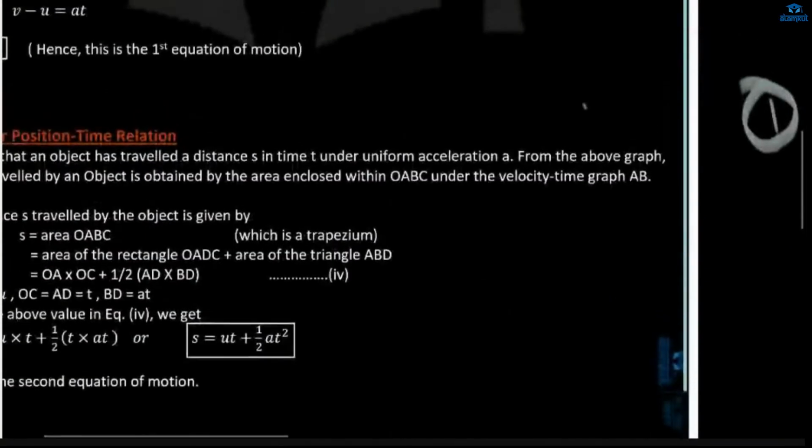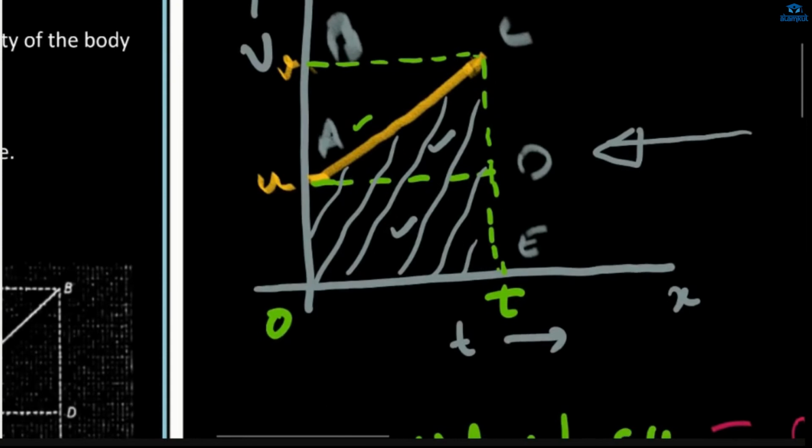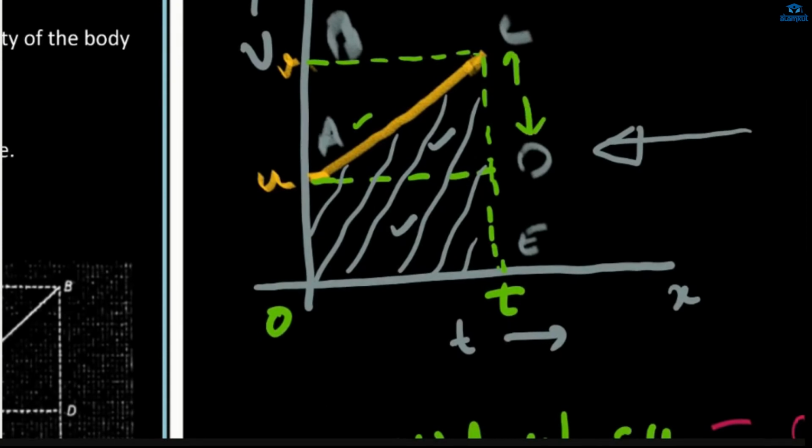Now AD into CD. See this CD and this AD. Is it equal? Yes, ma'am. Because these are parallel, so it will be equal, right? So how much is this? AD is how much? Because up to B it's V and up to A it's U, right? So AD to B equals BC.